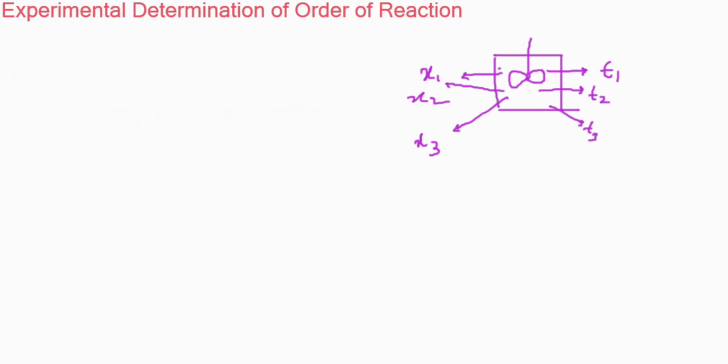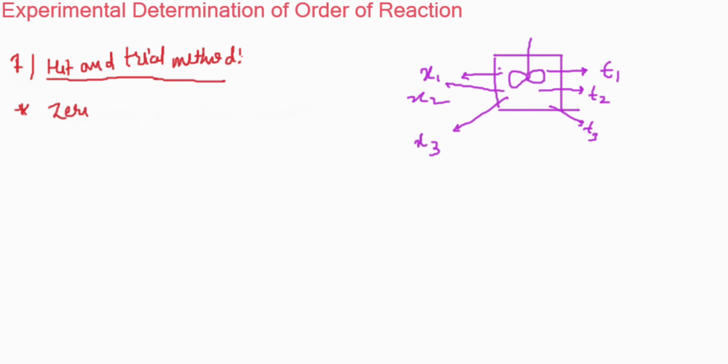So let's talk about the very first one, the hit and trial method. So in the hit and trial method, let's talk about zero order reaction first.